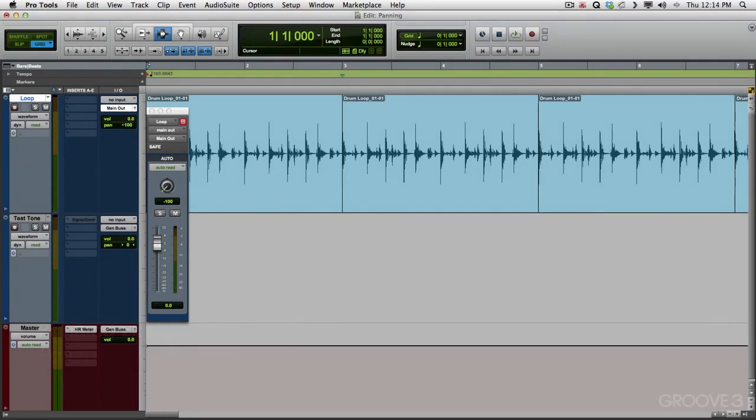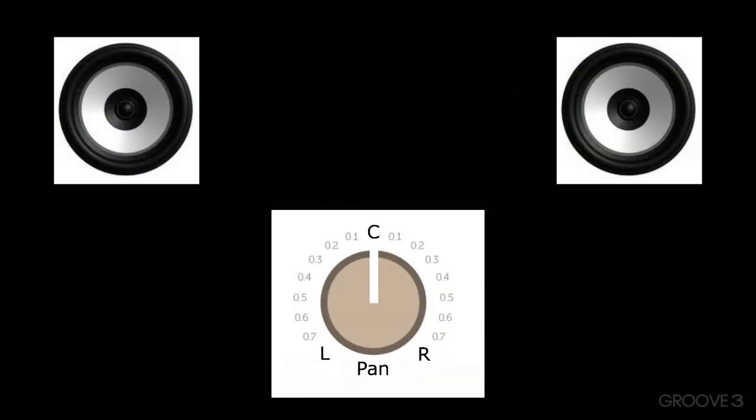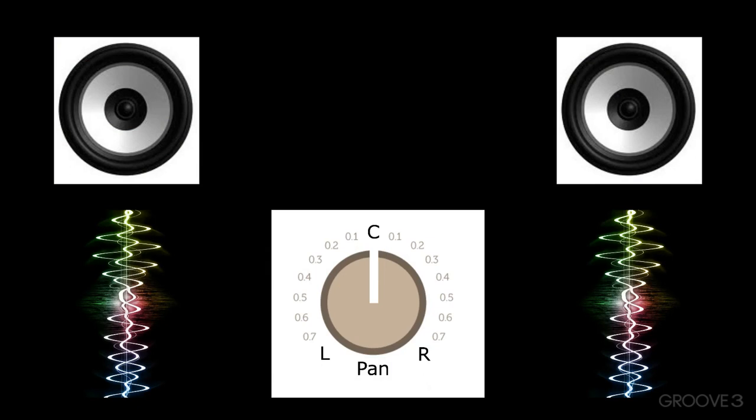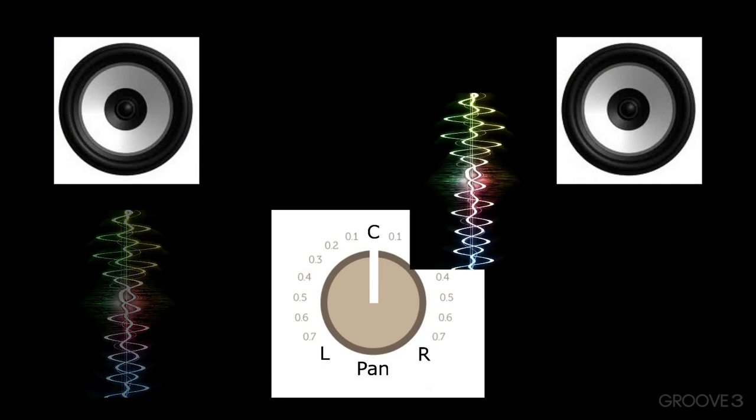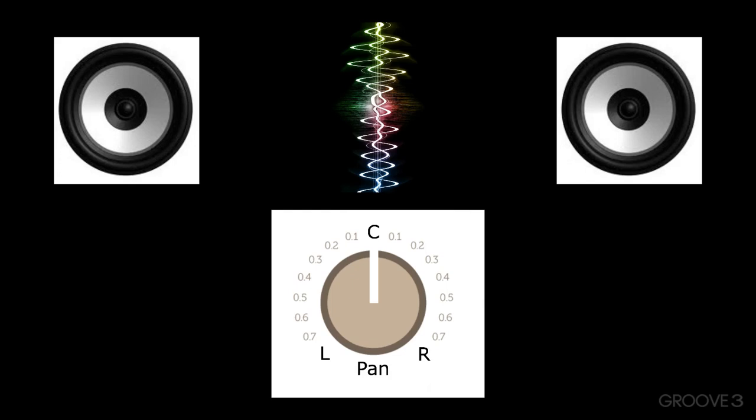The next thing I want to go over is a thing called the pan law. In the last video, we went over the idea of putting the same signal in both speakers. This creates the illusion that the sound is coming directly from the middle, even though we don't actually have a center speaker. But there's a downside to this technique.